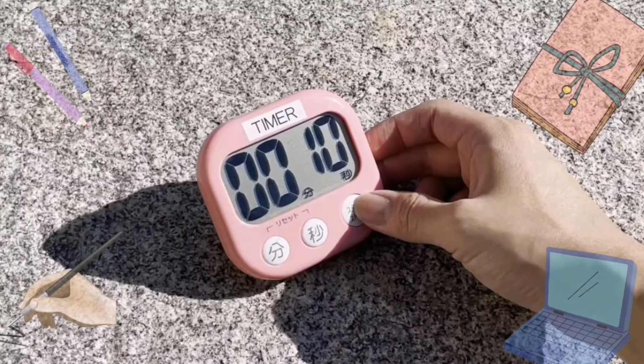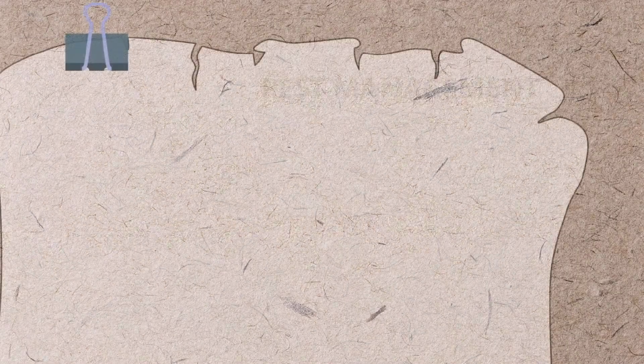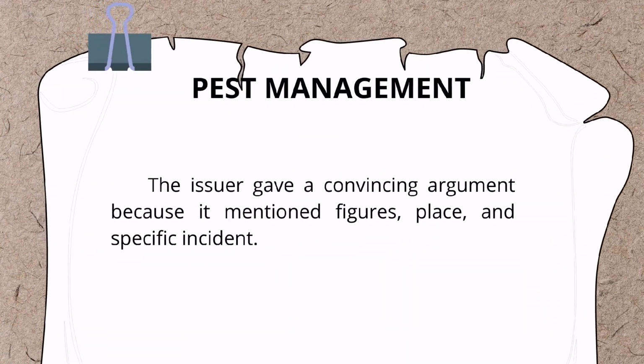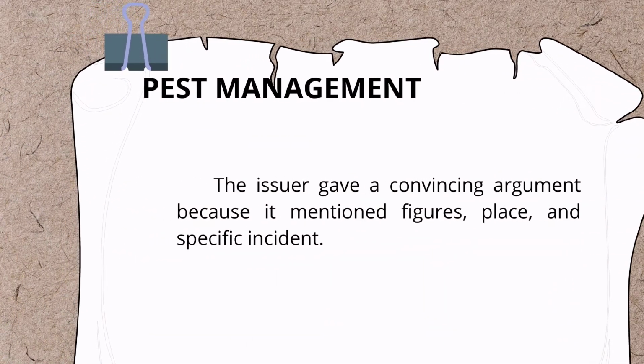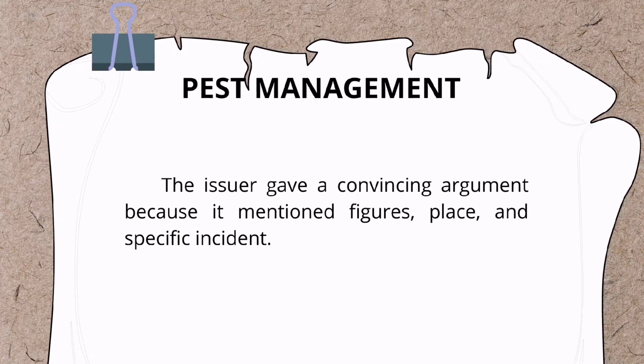Did the issuer give a convincing argument? Possible answer for number 4 is, the issuer gave a convincing argument because it mentioned figures, place, and specific incident.